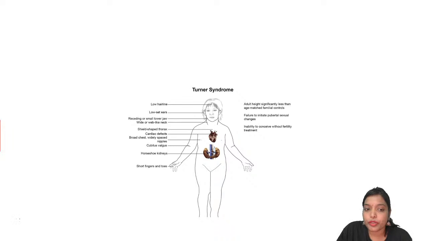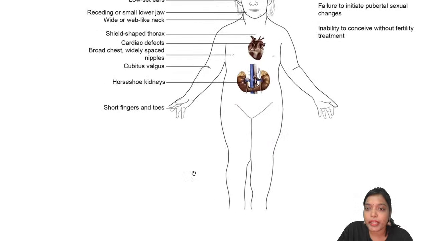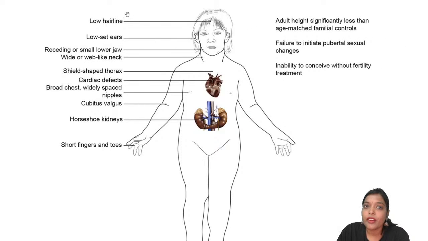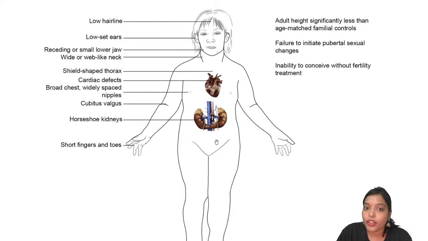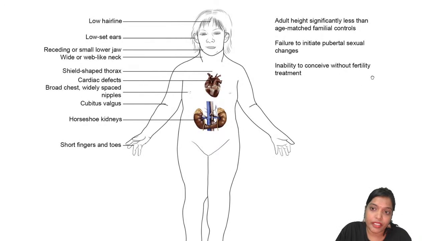About Turner's, it's always good to know head to toe everything about the Turner's. So I'll quickly speak about the Turner's head to toe. They have low hairline, low set ears, webbed neck, shield-like thorax, cardiac defect, broad chest with widely spaced nipples, cubitus valgus, horseshoe-shaped kidney, short fourth metacarpal, and they have a small height. They don't have secondary sexual characteristics and they have infertility, right? And the cardiac defect they have is coarctation of aorta with bicuspid valve.